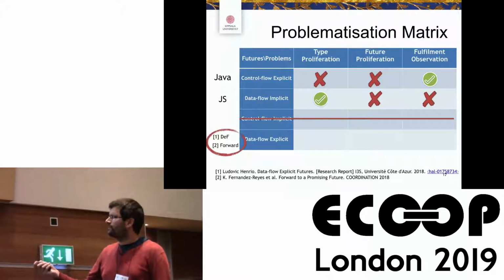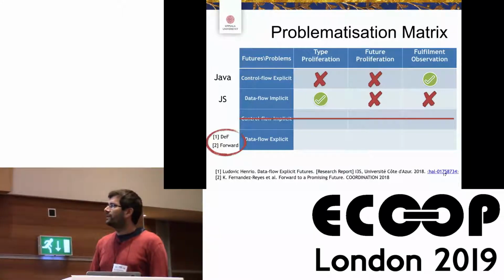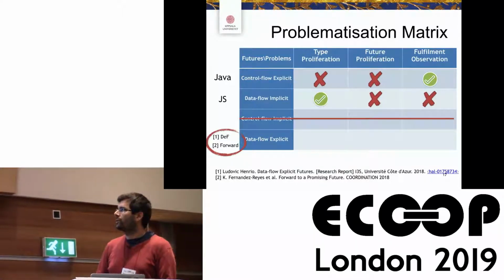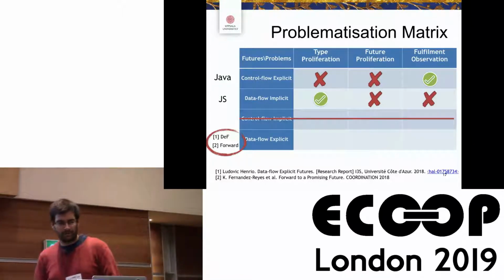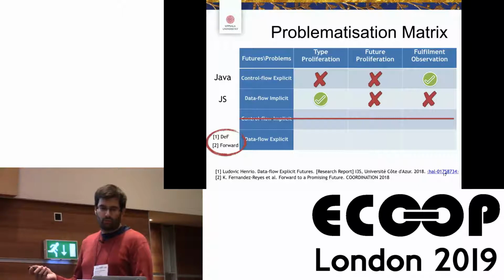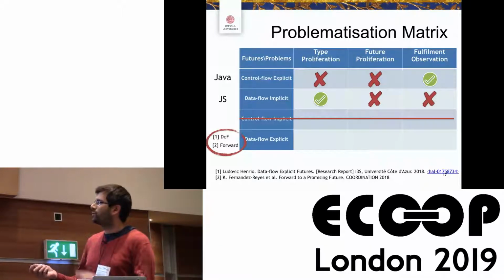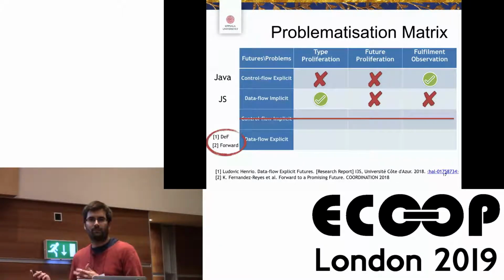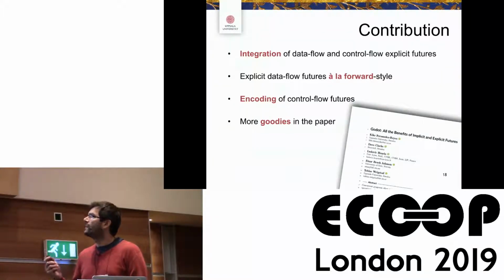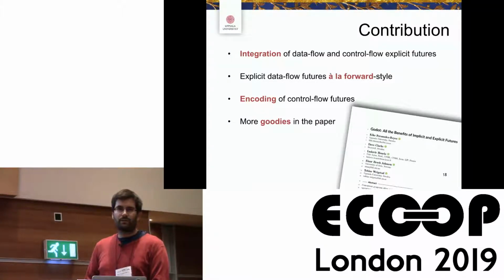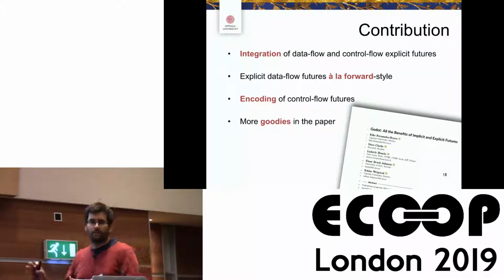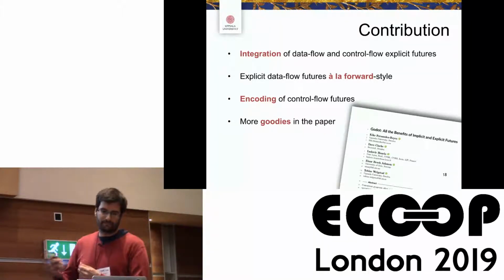We're going to work on this space, and we built on top of work by Ludovic Henrio with data flow explicit futures and previous work from ours. I do not have time to cover the previous work, but I will mention when we have taken inspiration from it. So the contribution of this paper is the integration of data flow and control flow explicit futures in the calculus. And in the artifact, we have an implementation in Scala.